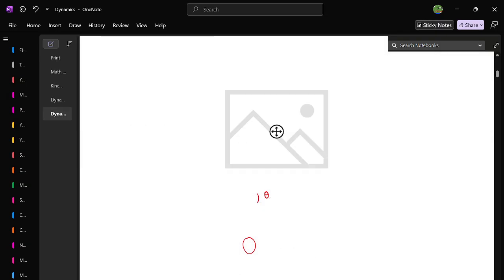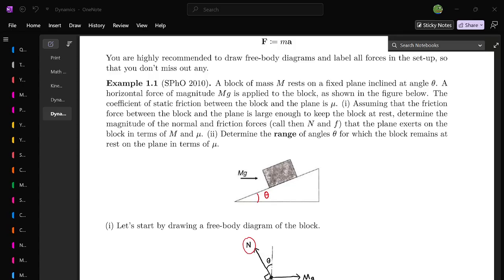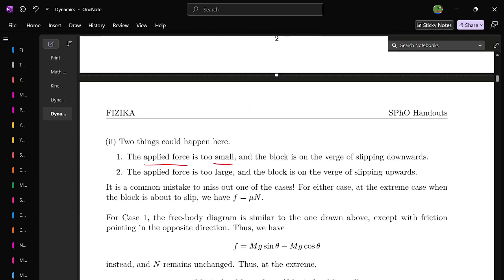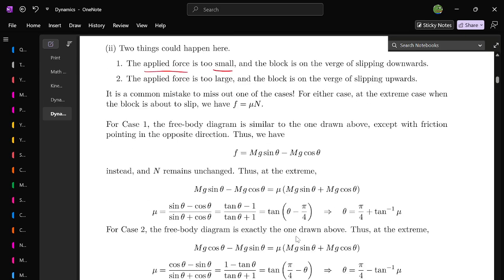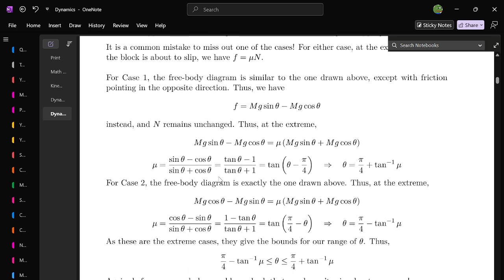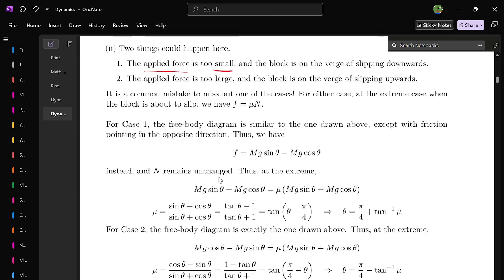But there's one case that might be less obvious or more easily messed up on, which is if your applied force is too large. If it's too large, your block will start slipping upwards. And that's also not what you want. So it's quite important that you don't miss out cases like that because such tricky cases do appear sometimes, even in SPhO. And you just don't want to throw away marks for not remembering cases.